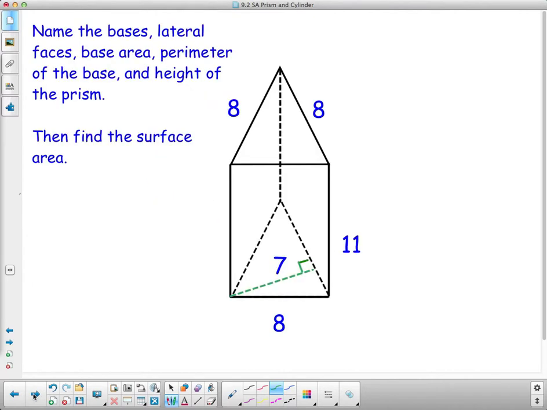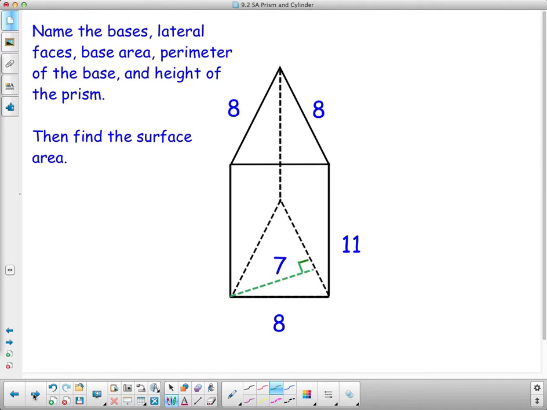Okay. All right. This one's just name. Name the bases. Which faces are the bases? Not rectangles. Actual triangles, because that's the only shape that has parallel and congruent faces. So the triangles are the bases. Which ones are the lateral faces? The ones that are not the bases. So those would be the 3 rectangles that are on it.